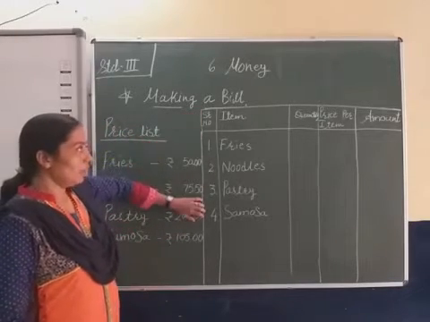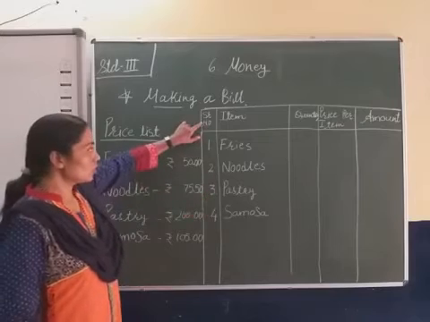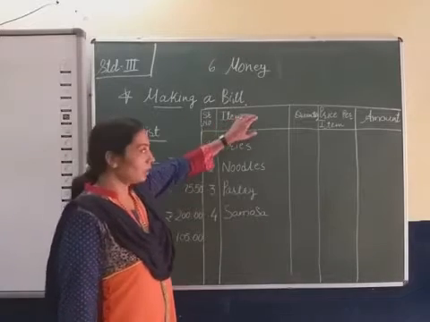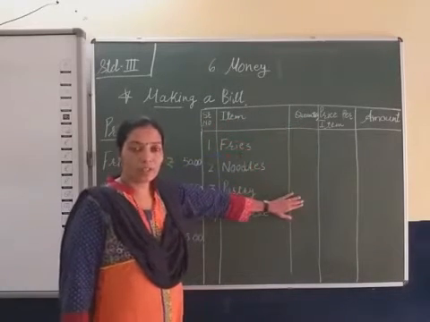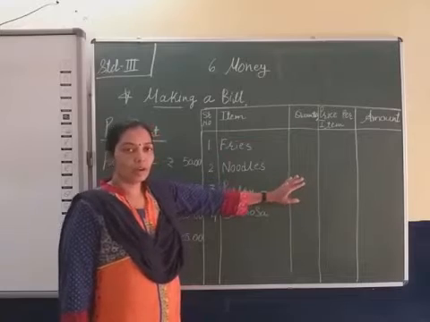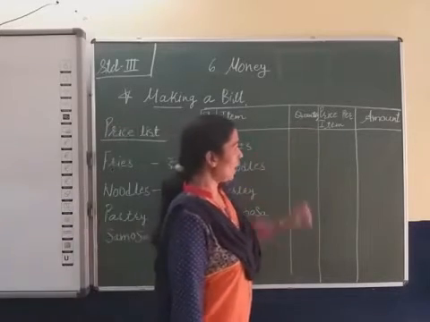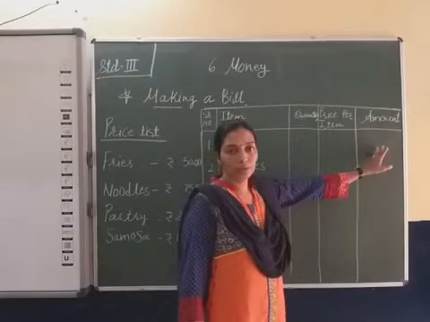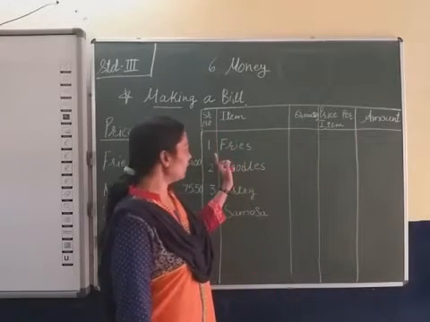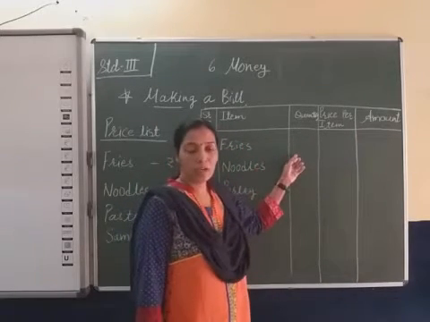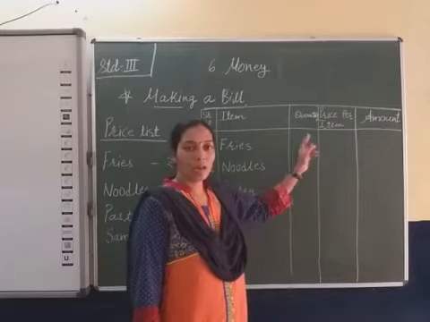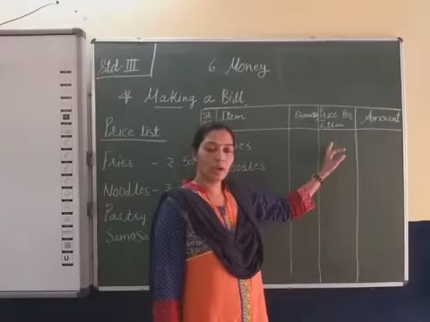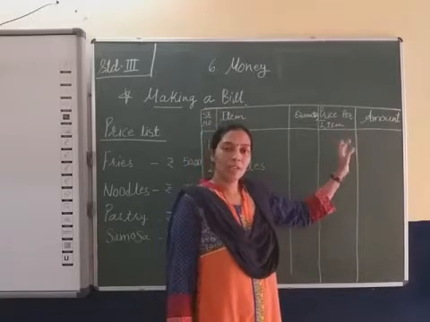Now this is a bill. Here the page is shown: the serial number, the first column, then item, quantity, how much we purchase, 1 plate, 2 plates, or the number of items, price per item, how much the cost is, and total amount. How do we get the total amount? If I take 2 plates or 3 plates, I have to multiply by the per item price, and so I have to pay a final amount for 3 plates.